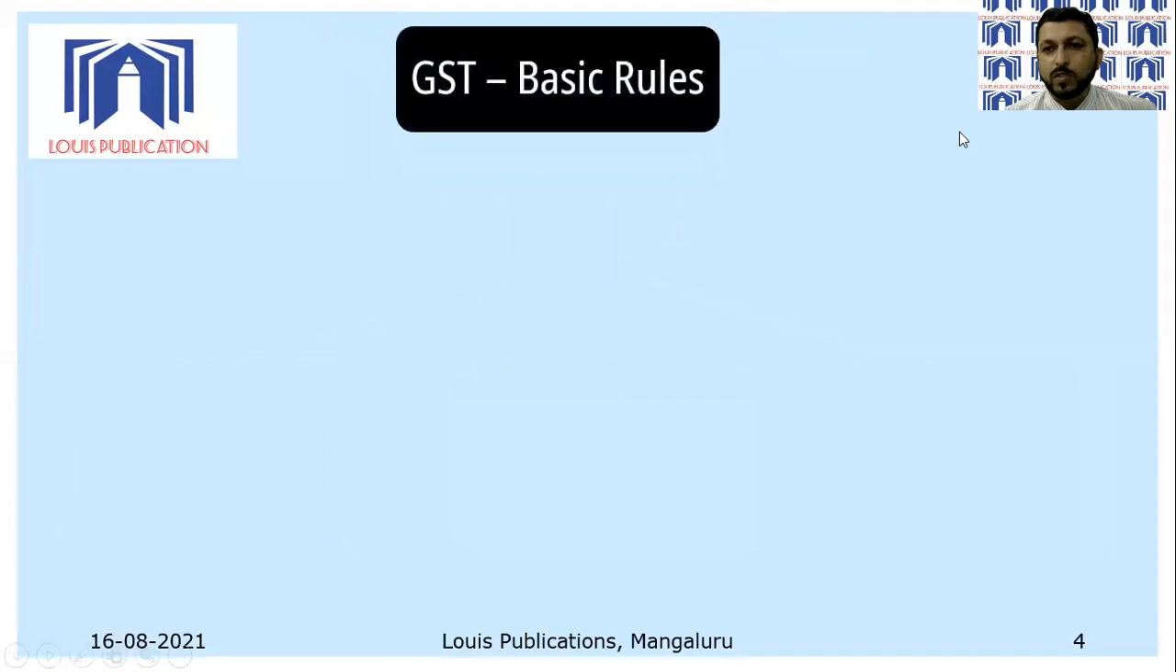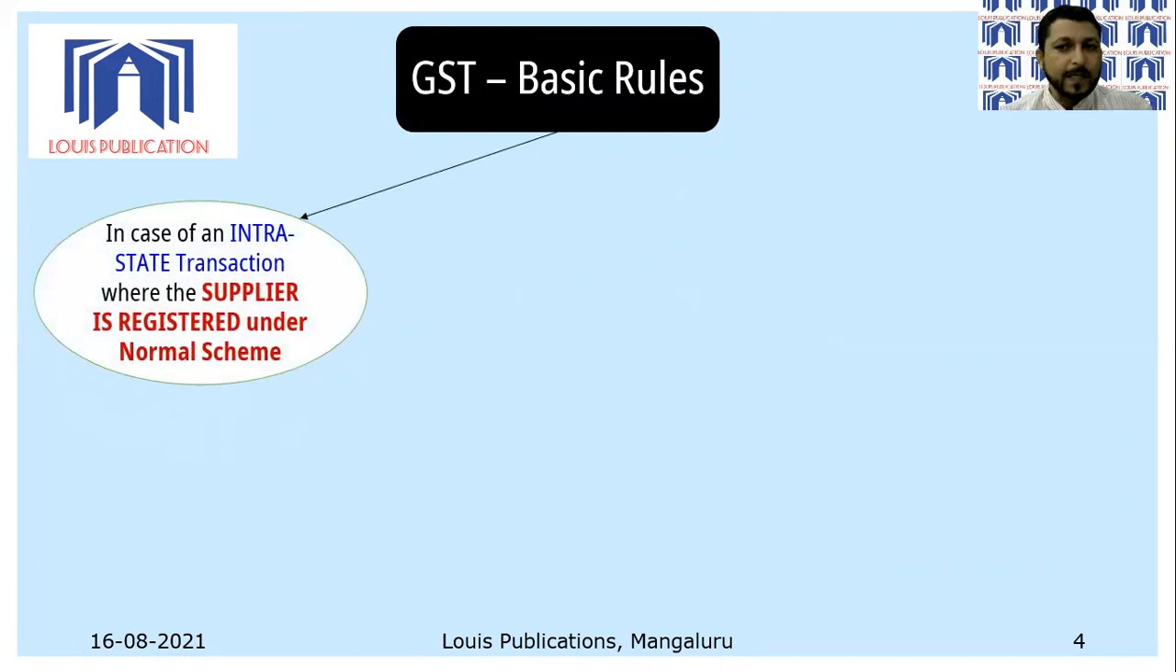So let's understand the basic rules of GST. When it comes to the inward or outward supply, collection or payment of tax, that is input or output tax that we pay, who is liable to pay GST to the government? Let's take an intrastate transaction. In case of an intrastate transaction, intrastate means both the buyer and the seller are from the same state, or both the buyer and the seller are from the same union territory. So recipient and supplier are from the same state or same union territory, and the supplier is registered under normal scheme.